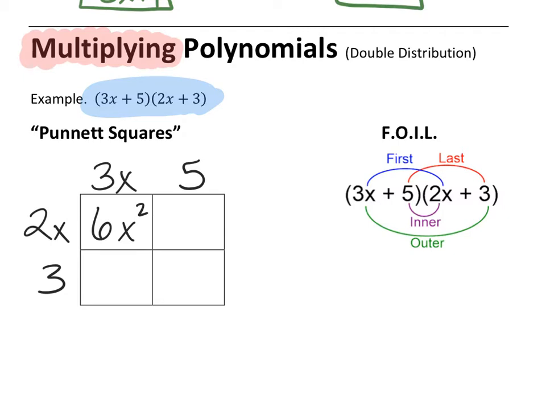Then we're going to do the next one. This column is 5. This row is 2x. So 5 times 2x is 10x. Then we do the next column and row. 3x times 3, 9x.